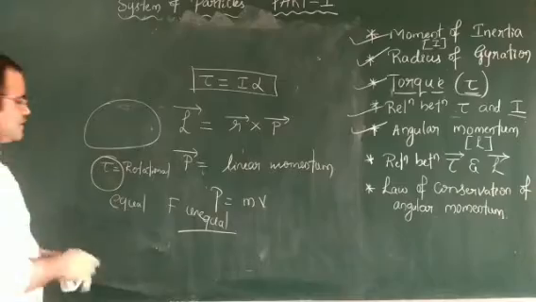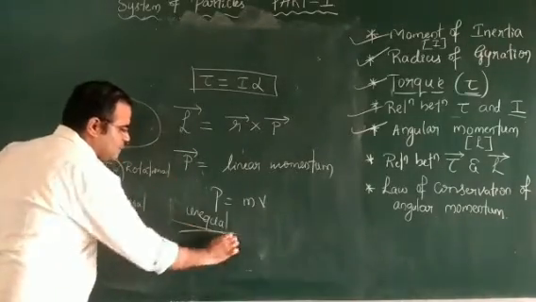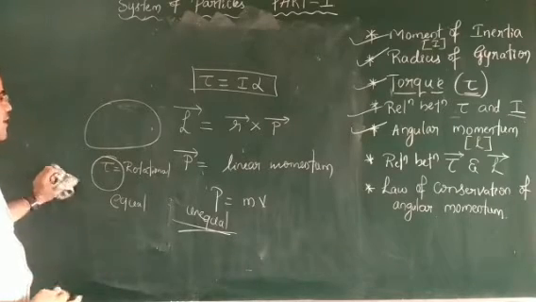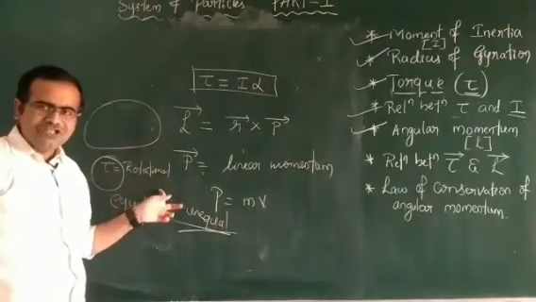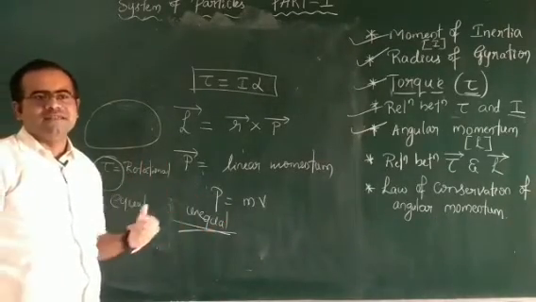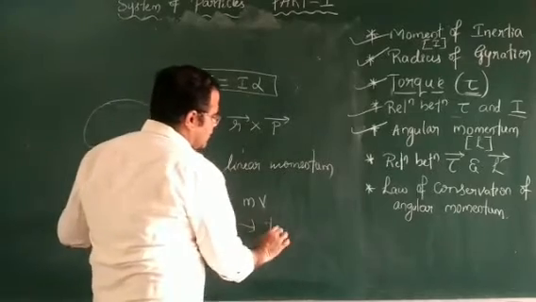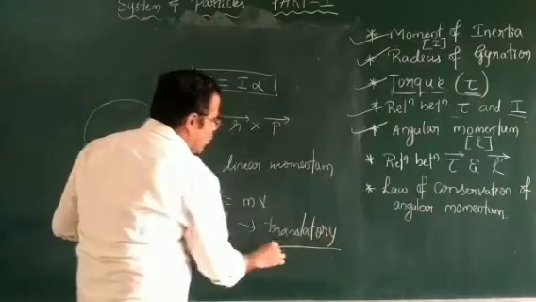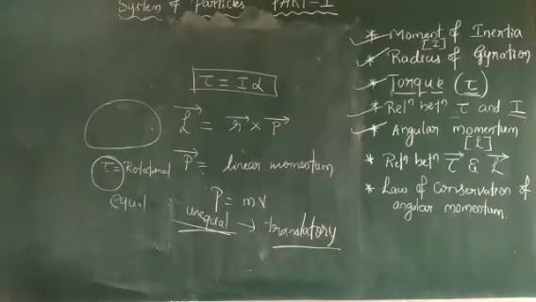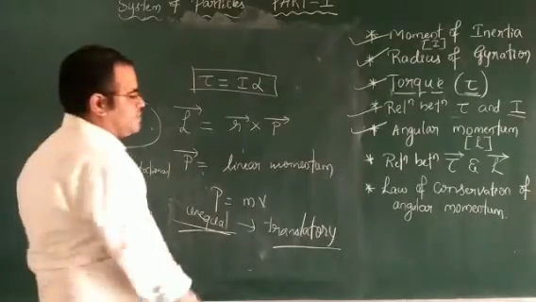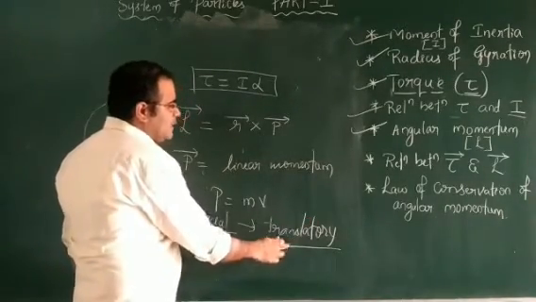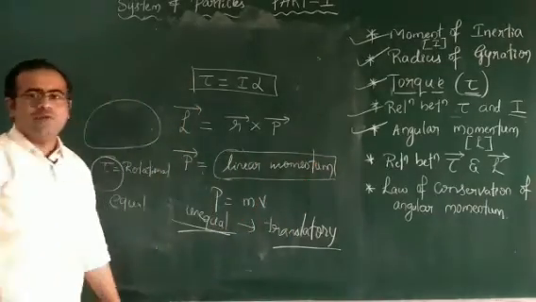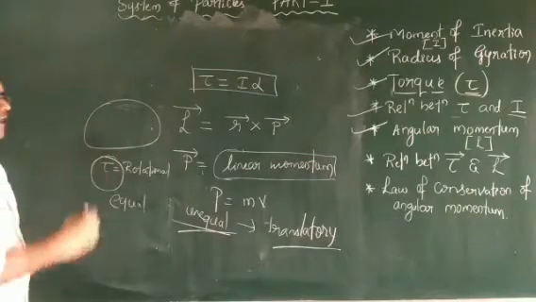So the first condition: suppose the forces are unequal. When we observe unequal forces, there is a possibility of one more motion along with the rotational motion, which we consider as translational motion here. You observe that translatory motion exists. Whenever we have translatory motion, there is a quantity called linear momentum.